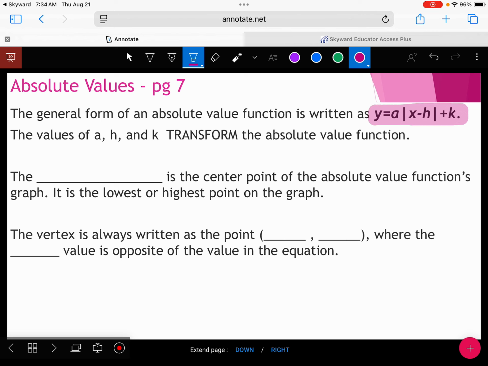And this is going to be the very first time we see 3 letters that we are going to see a billion times in this class. And I am not exaggerating. Because from now until May, we are going to use A and H and K repeatedly. And they always, always, always have the same jobs. So we're going to start figuring out what those jobs are and what they do. The very first thing we're going to look at is a very important point that's going to help us in so many graphs that we do this year. And that's going to be our vertex.